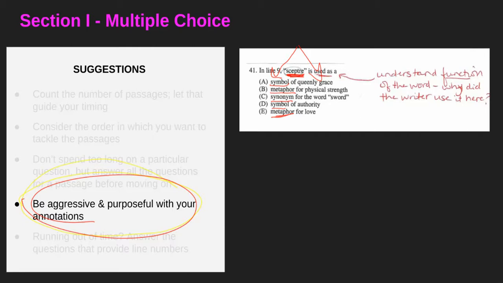So let's say you read A, symbol of queenly grace, and you think, well, it is a symbol, but it's not a symbol of queenly grace. That makes the whole thing wrong. Scratch it out. Get rid of it. You keep going, and you're like, I don't know, this one, maybe. So you put a question mark here. Then you get to symbol of authority, and you're like, it is a symbol, and it is a symbol of authority. That's my answer. You could circle it, and of course, you want to bubble it in on your answer sheet. But make notations for things that you're not sure about or things that you know. You're allowed to write on this exam for a reason, so use that to your advantage.